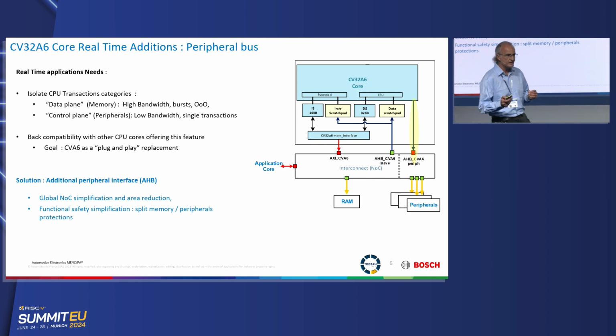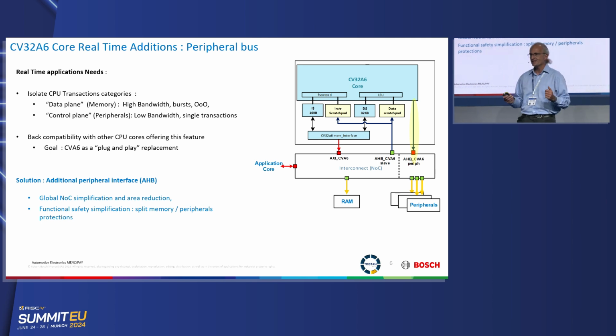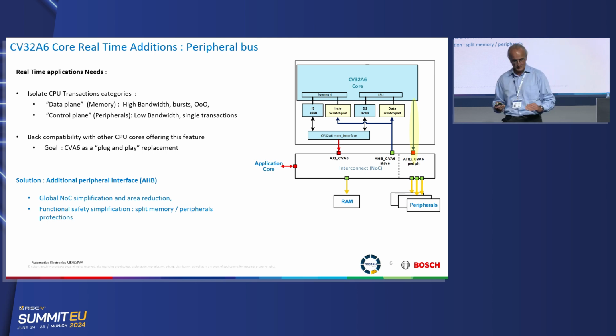And at the complete opposite of the spectrum, you have peripherals, which require a simple, single request, but they have to be executed in a very timely manner. So we found out that by splitting the interconnect in two, by adding a dedicated bus that goes directly to the peripherals, we both simplify the architecture, increase the resilience of the system, and simplify the functional safety. We can have two levels of functional safety, one for the data plane and one for the control plane. So that's really a very interesting feature and simplification.